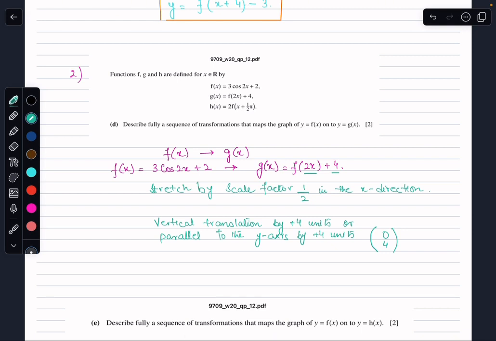Number 1, the function is going to get stretched by the scale factor 1 by 2 in the x direction, and secondly, there is a vertical translation by positive 4 units, therefore it can be given by the vector 0 and 4. So this is how I will be describing the sequence of transformations which maps f onto g here.